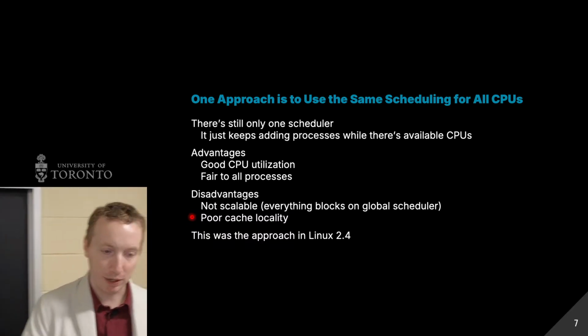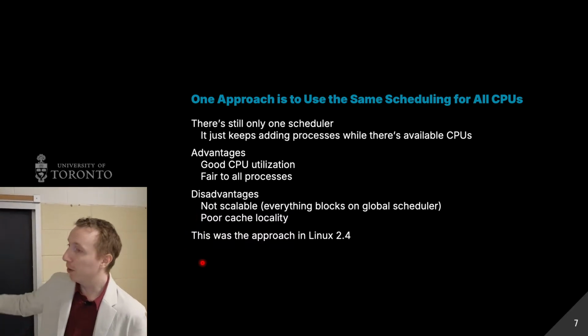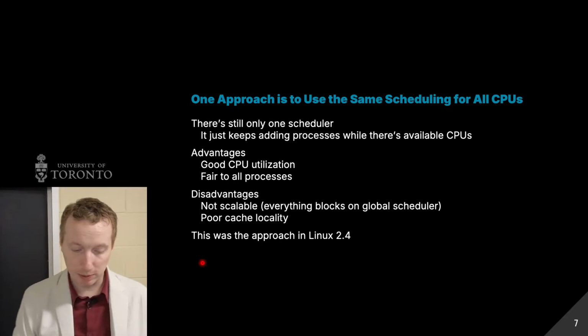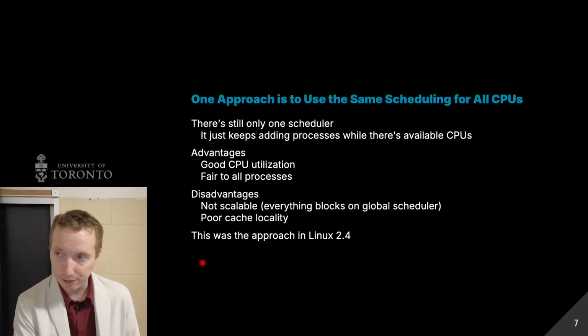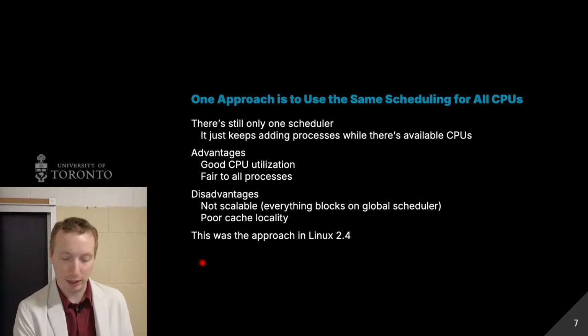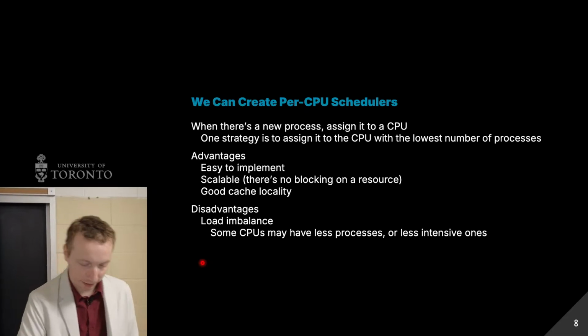So caches will not be valid. So this is the approach back in Linux 2.4, which is way, way, way older than me. And this was because having more than one core was a gigantic luxury that no one really had.